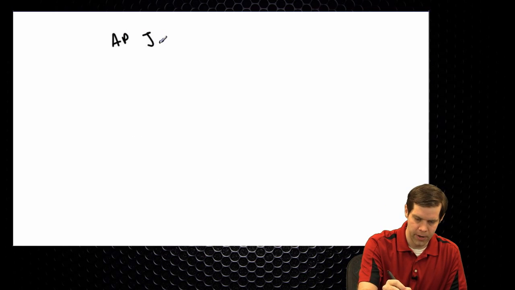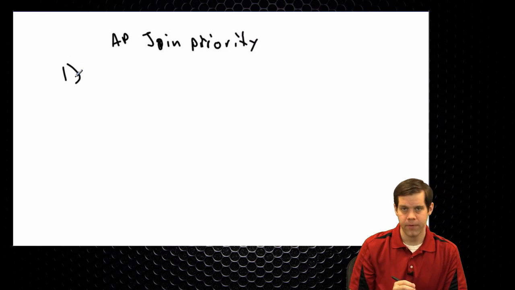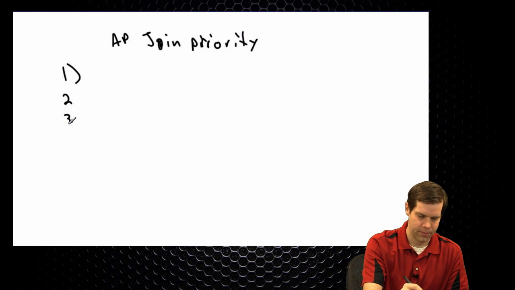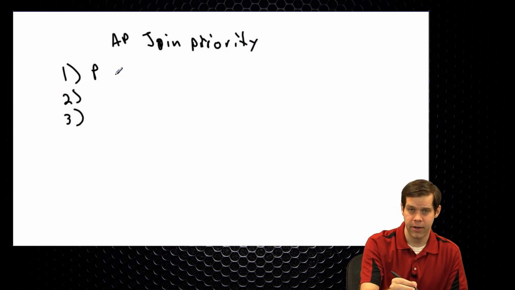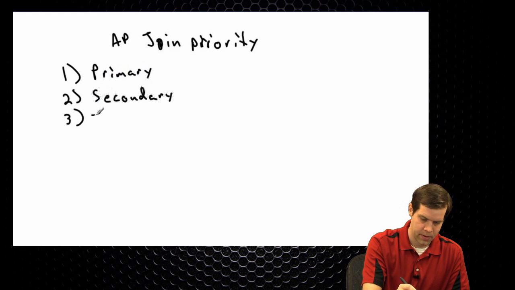So for the AP join priority, the first, really, 3 things it's going to try to join. If you hard code a primary, secondary, or tertiary controller on the AP itself, it will try to join those first. Primary, secondary, tertiary.